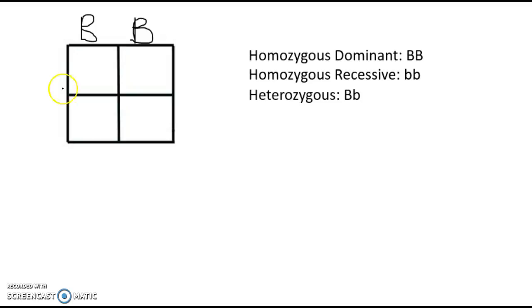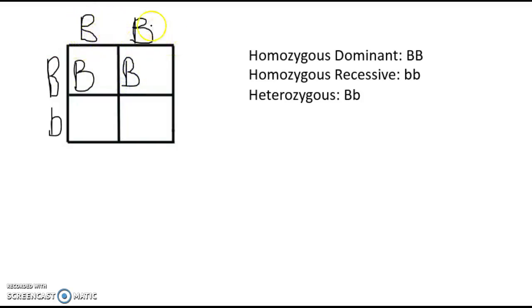Let's say our other parent is heterozygous. So we're going to put a capital B and a lowercase b. So what we're going to do now is think of this like a multiplication table where you go across and down. So I'm going to take this b here and translate it across and write it in this first box. I'm also going to take it and put it down here, translate it across to the second box.